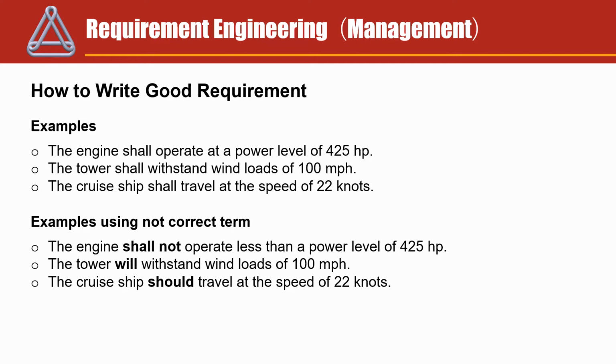So these are examples of good requirements. The engine shall operate at a power level of 425 horsepower. An incorrect way of saying this might be the engine shall not operate less than a power level of 425. The reason the second one is not a good way to write it is you're writing it in a negative form that makes the reader need to make a logical turn as to what you mean. And it's also more wordy that way when you write it in the negative.